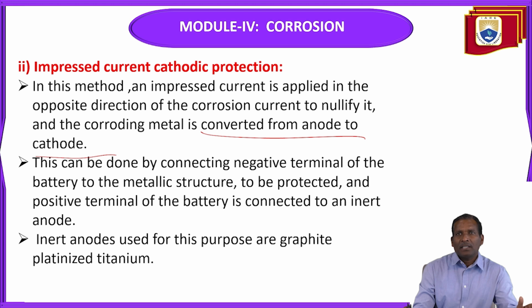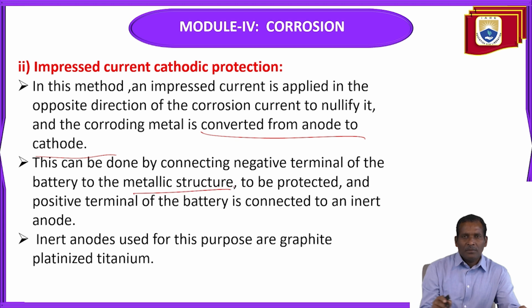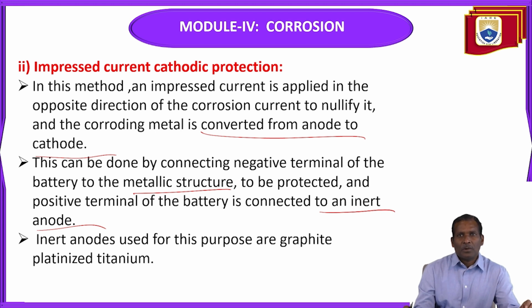This can be done by connecting the negative terminal of the battery to the metallic structure. The metal to be protected is connected to the negative terminal of the battery, and the positive terminal of the battery is connected to an inert anode. The inert anodes used for this purpose are graphite and platinized titanium.